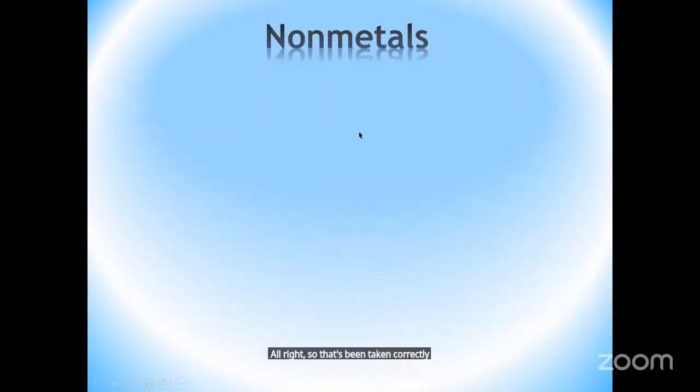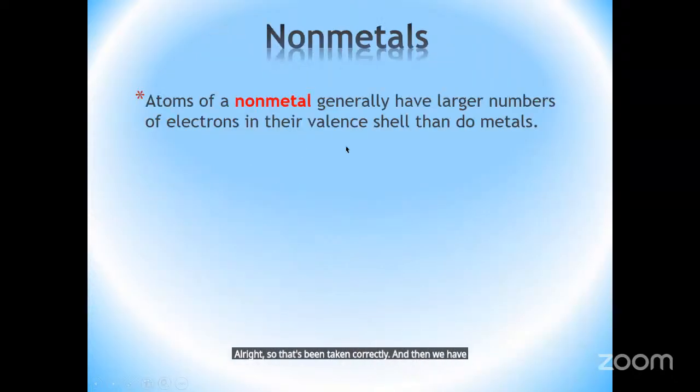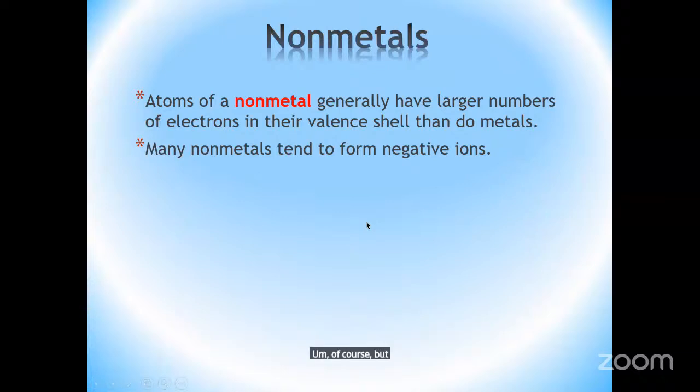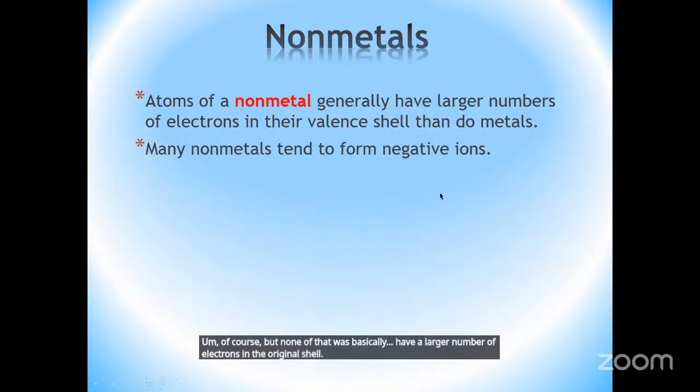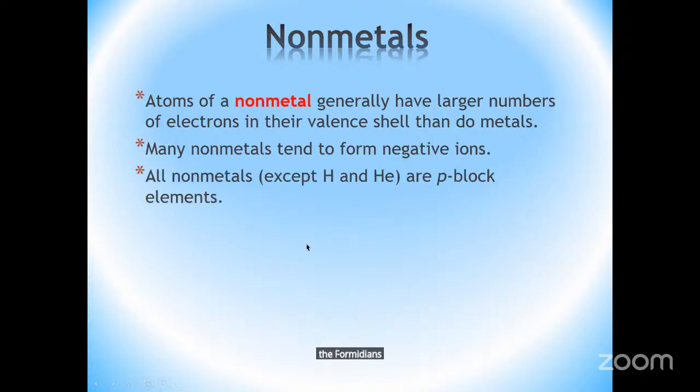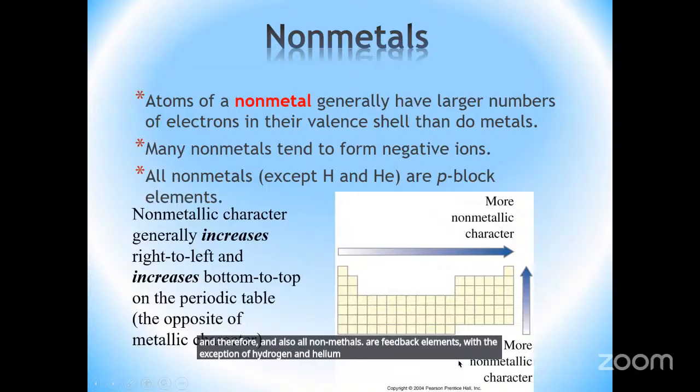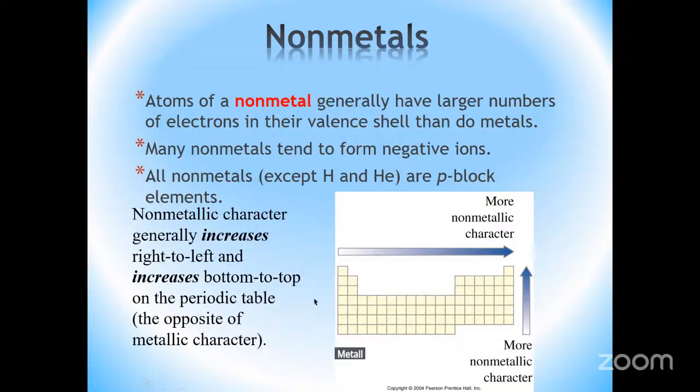And then we have non-metallic character. Of course, non-metals basically have a larger number of electrons in their valence shell. They tend to gain electrons to form anions, and also all non-metals are P block elements with the exception of hydrogen and helium. And the trend in terms of non-metallic character is basically the opposite or the reverse of what we just described with respect to metallic character, which means that non-metallic character increases from left to right of any period and from bottom to top of any group.